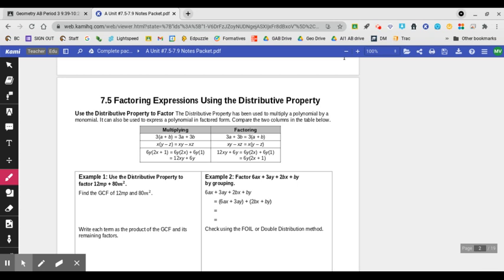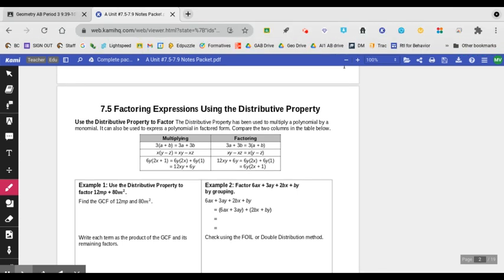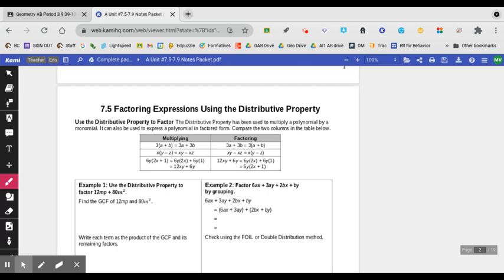Hello, everyone. Today we are going to begin our factoring section of Unit 7. So today we are going to start factoring using the distributive property. I will sometimes refer to this as your GCF because when we use the distributive property to factor, the distributive property has been used in the past to multiply a polynomial by a monomial. It can be used to express a polynomial in factored form.